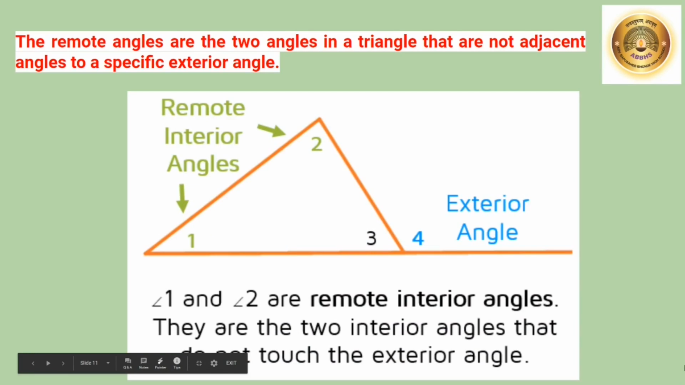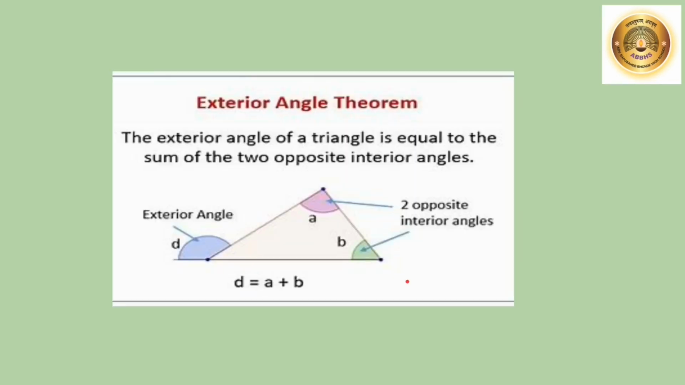Now if you take this figure, here angle 4 is the exterior angle of this triangle. So if you consider the angle 4, then angle 1 and angle 2 are called the remote interior angles. What does the property say? The exterior angle of a triangle is equal to the sum of the two opposite interior angles. That is, if D is the exterior angle, then we can write D is equal to A plus B, where A and B are the two interior opposite angles.